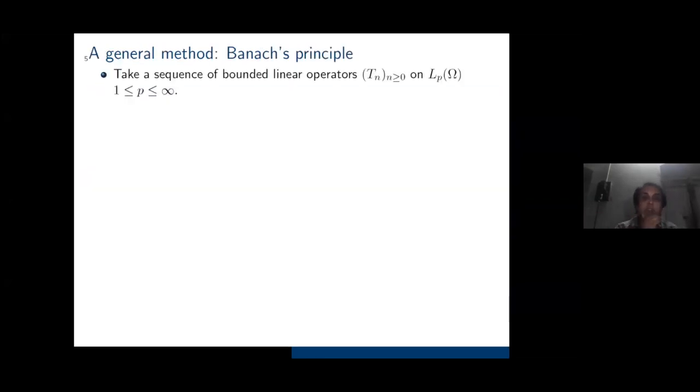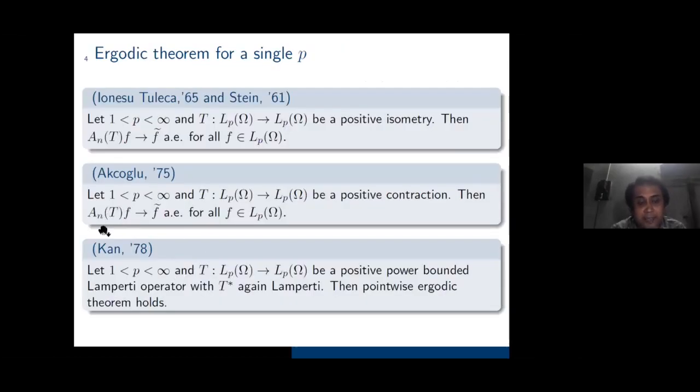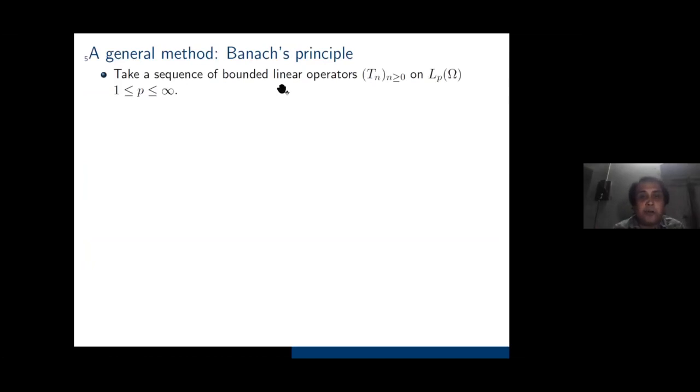This is called Banach's principle. In every case you have a sequence of operators A_n, and you want to show that for a function f, the A_n f converge pointwise almost everywhere. This is the goal. So you have a sequence of bounded linear operators, say T_n, on L^p. You fix some p between 1 and infinity, and you have a sequence of bounded linear operators on L^p.